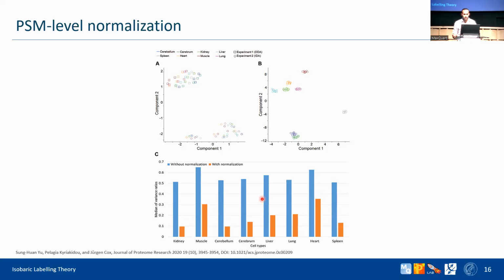And we show this very nicely here, where we don't have the normalization applied here, but we have it on the right-hand side. And you can see that we can very nicely cluster together the samples that should be clustering together. So the reporter ion intensities have come to a comparable level, so they are in the same range. And by doing that, we significantly reduce the variance between the ratios that shouldn't be too different from each other.